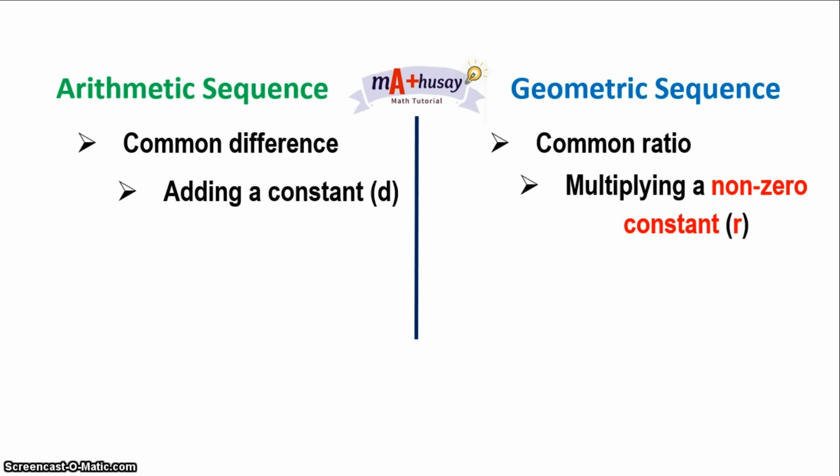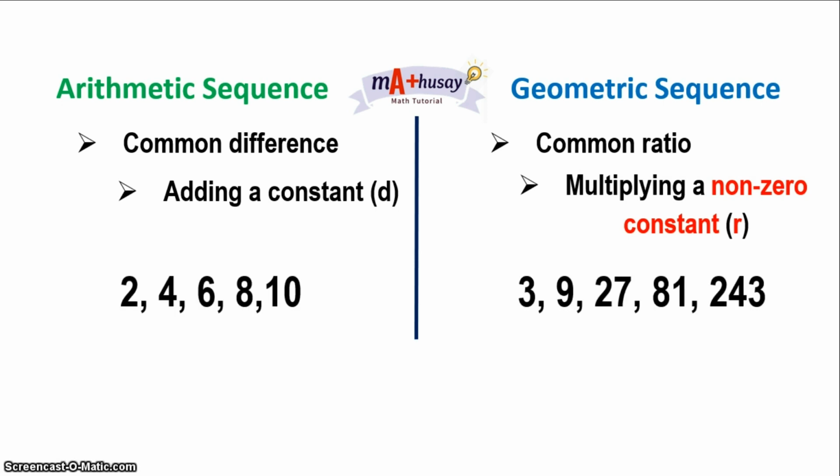So in this case, we take these two examples. 2, 4, 6, 8, and 10. This is an example of an arithmetic sequence because each term can be generated by adding 2 to the preceding term. So, di ba? 2 plus 2, that will give you positive 4. 4, you add 2, you get 6. You add 2 to 6, you get 8. From 8, you add 2, you get 10.